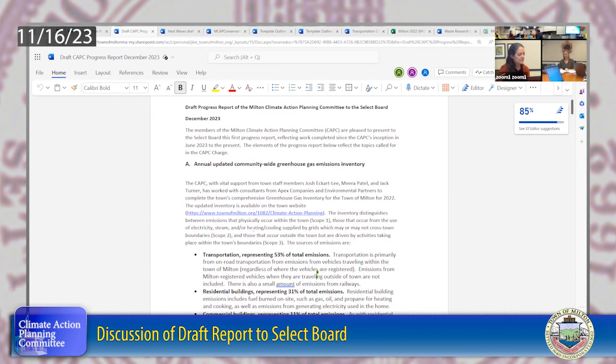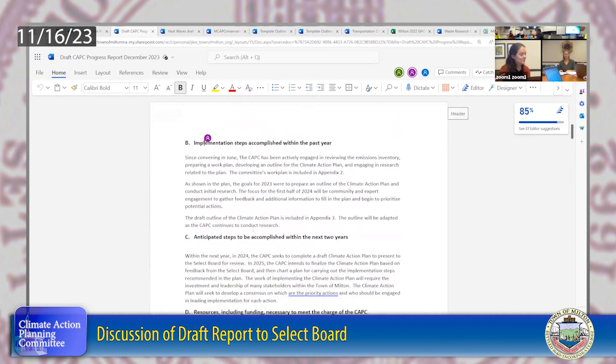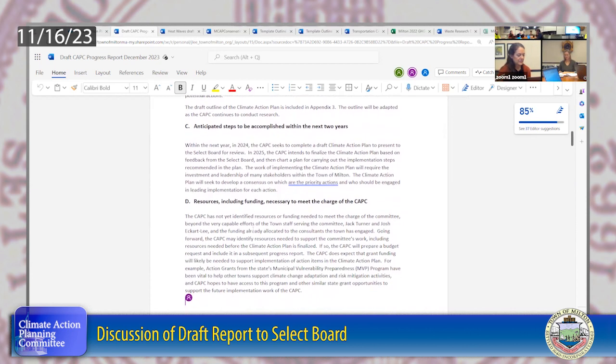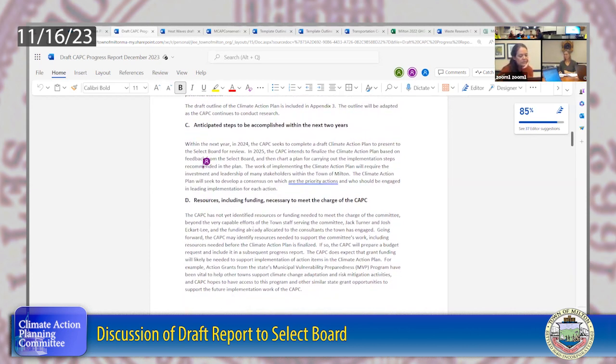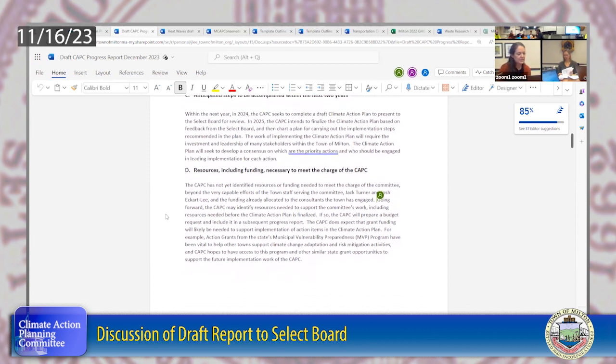Then they wanted implementation steps accomplished within the past year. Obviously, we don't have implementation steps yet. This was a directive for the long term, but the draft progress report talks about the things we've done. Then anticipated steps to be accomplished in the next 2 years, which is our work plan and what's to come. And then resources, including funding necessary to meet the charge of the Climate Action Planning Committee, with a little discussion about funding. The rest is attachment. The main progress report is less than 2 pages. This was just a draft, and I welcome any feedback or ideas you'd want to include in the progress report.